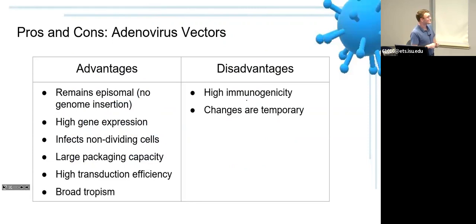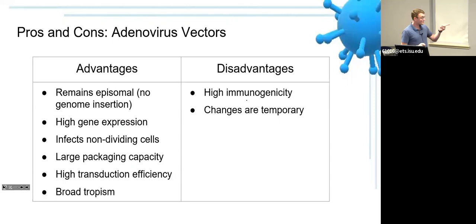So that's good. It's got high gene expression. These ones have the highest production capacity of all of them. For some reason, something about adenoviruses really makes them kick out proteins. So once they get into your cells, you're going to produce a lot of the protein, which may be good or bad depending on what you're trying to do.